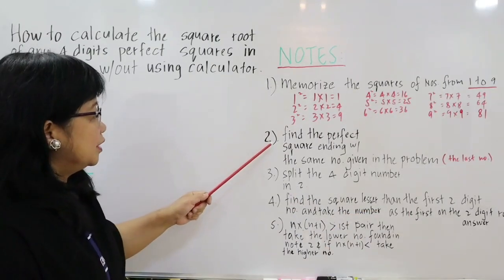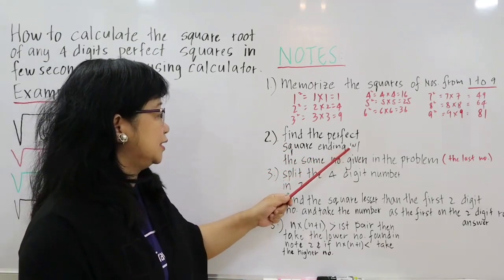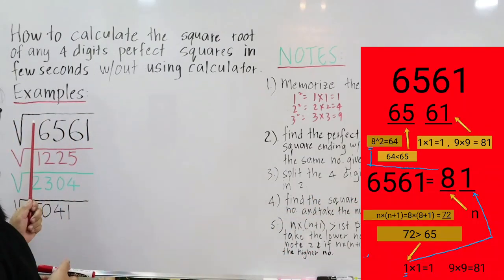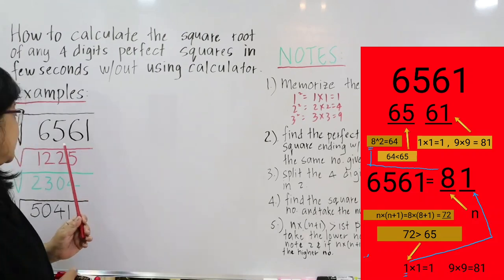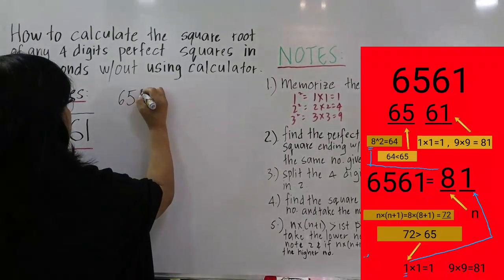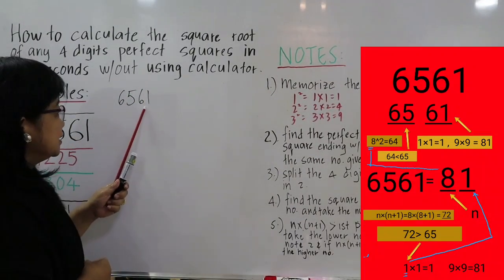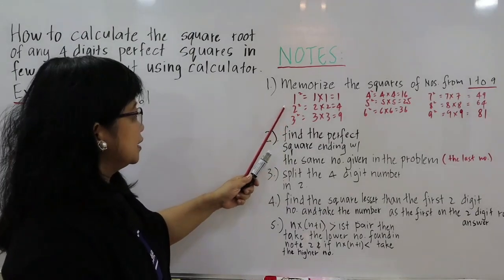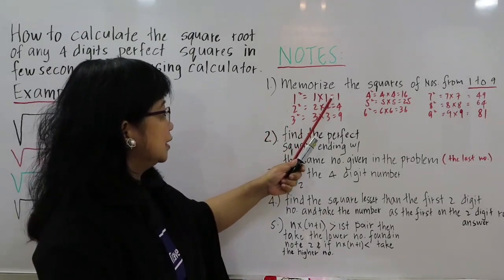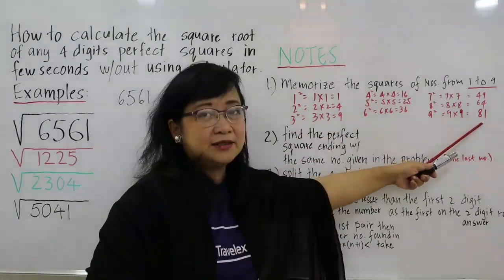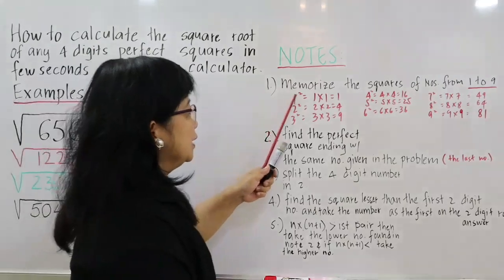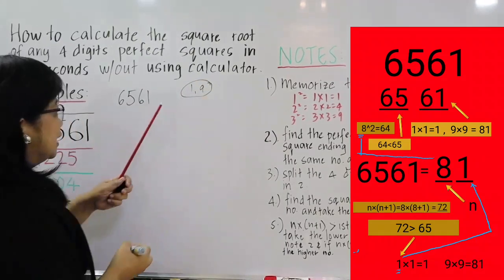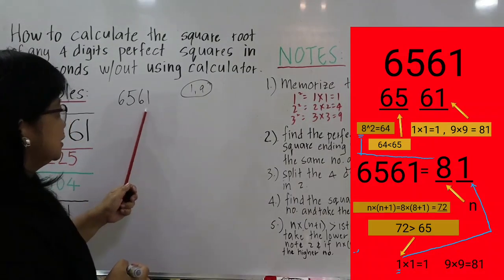Second thing to note is, you have to find the perfect square ending with the same number as the last number given in the problem. For example, our first example is the square root of 6561. The last number here is 1. Now, in the squares, what number is ending with 1? It is this one. 1 times 1 is 1, and 81, which ends in 1. So you have the number 1 and number 9. Take this one, 1 and 9, because you can use it later. So this is the first.